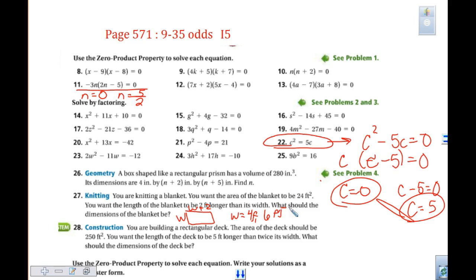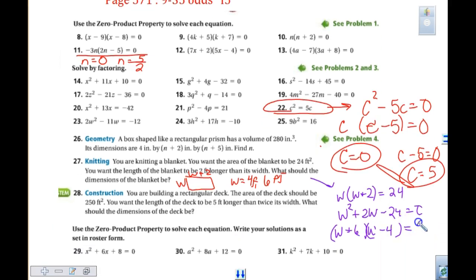Yes. But if we are doing the algebra, and I'm asking you to write a quadratic equation and show me how you solved it, looking at our standards, this is going to be w times w plus 2 is equal to 24. You would have had w squared plus 2w minus 24 equals 0, and you would have factored it. w times w equals w squared. 24, oh, I have to get a plus 6 and a minus 4 when I'm doing that. And this is still equal to 0.